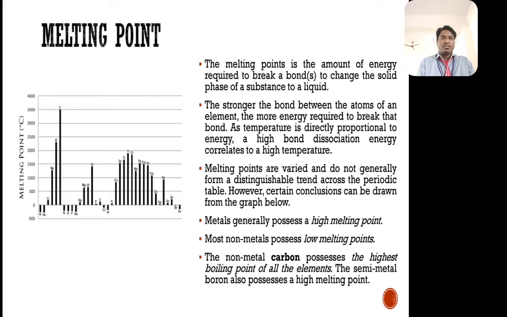Metals generally possess a high melting point. Most non-metals possess a low melting point. The non-metal carbon possesses the highest melting point of all the elements. The semi-metal boron also possesses a high melting point.